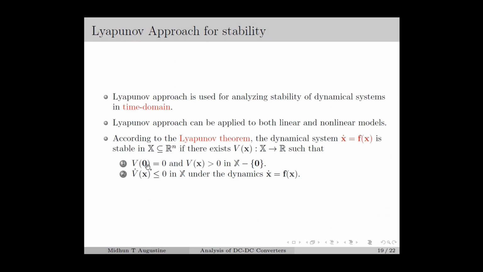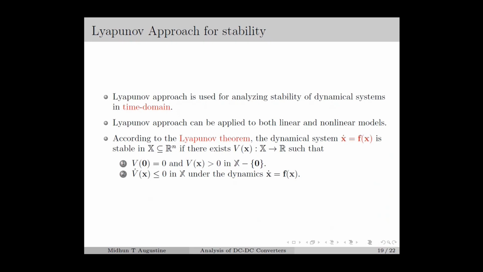Here, the first condition implies that the value of the Lyapunov function at the origin should be 0, and for all other points, it should be greater than 0. This means that the Lyapunov function takes the lowest value, or minimum, when the state is at the origin or the equilibrium point.